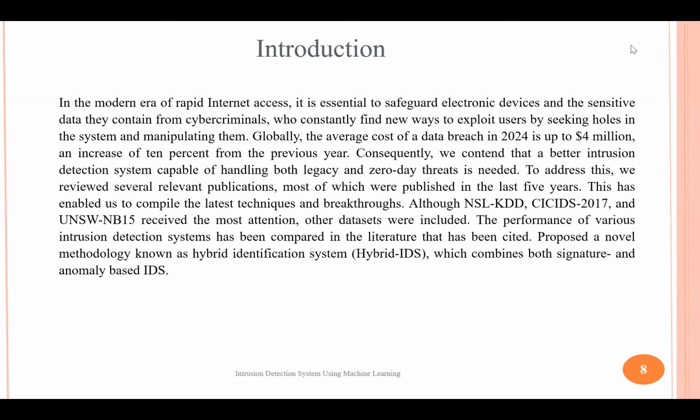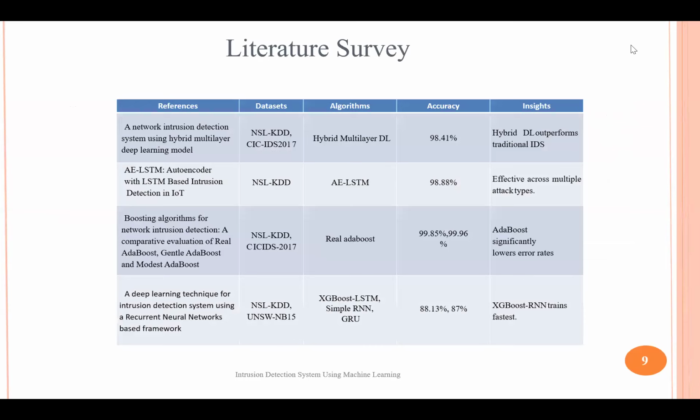What we have done in our paper is that we have surveyed all the papers from the past 5 years, and we have tried to take the crux out of them, and see what technologies they are implementing and what datasets are their main implementation mechanisms. We have tried to focus on NSL-KDD, CICIDS, and UNSW datasets, which have gotten the most attention, but other datasets were also included. We have tried to study and get a newer idea, that is a hybrid intrusion detection system which combines both signature as well as anomaly IDS. To start off with the literature survey, these are the literature surveys which we had carried out.